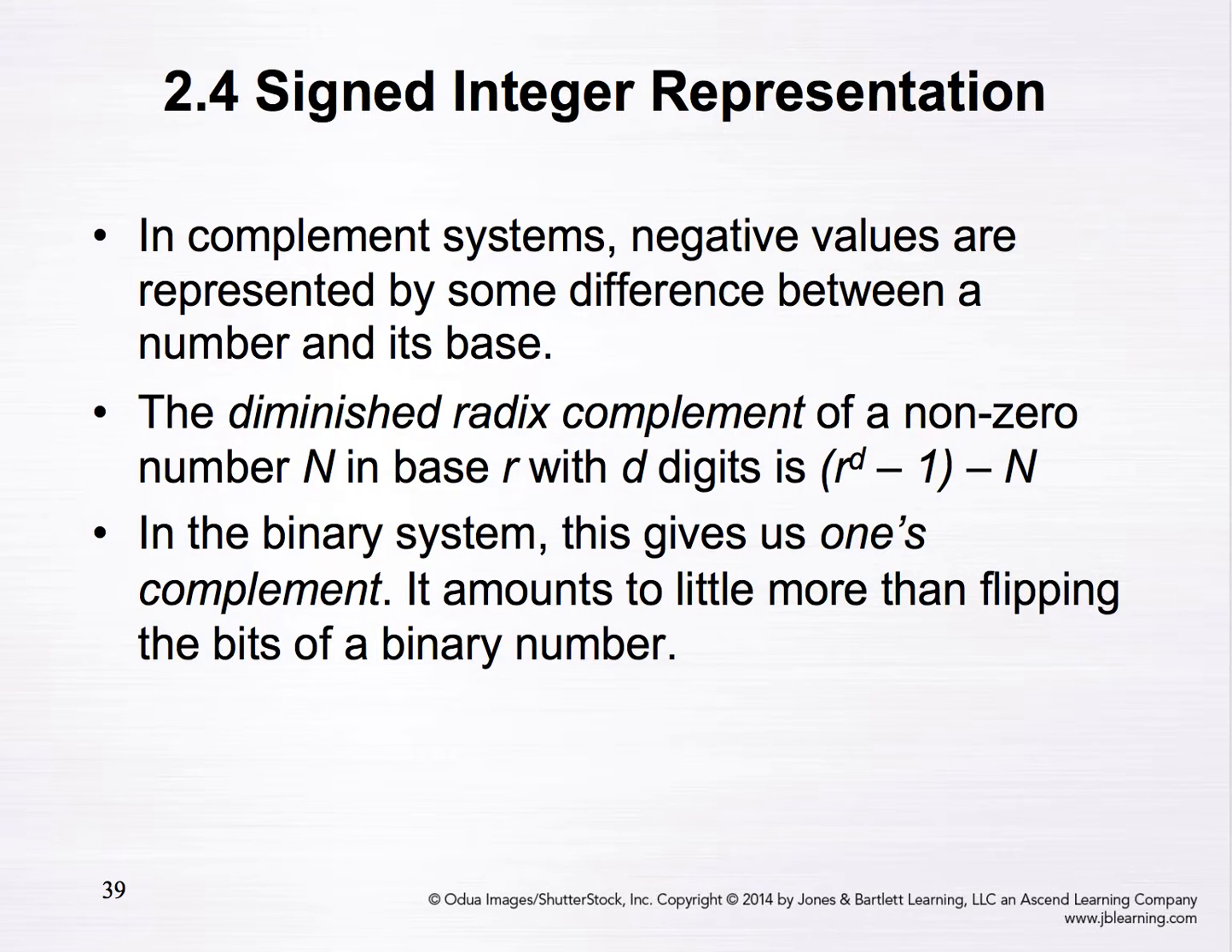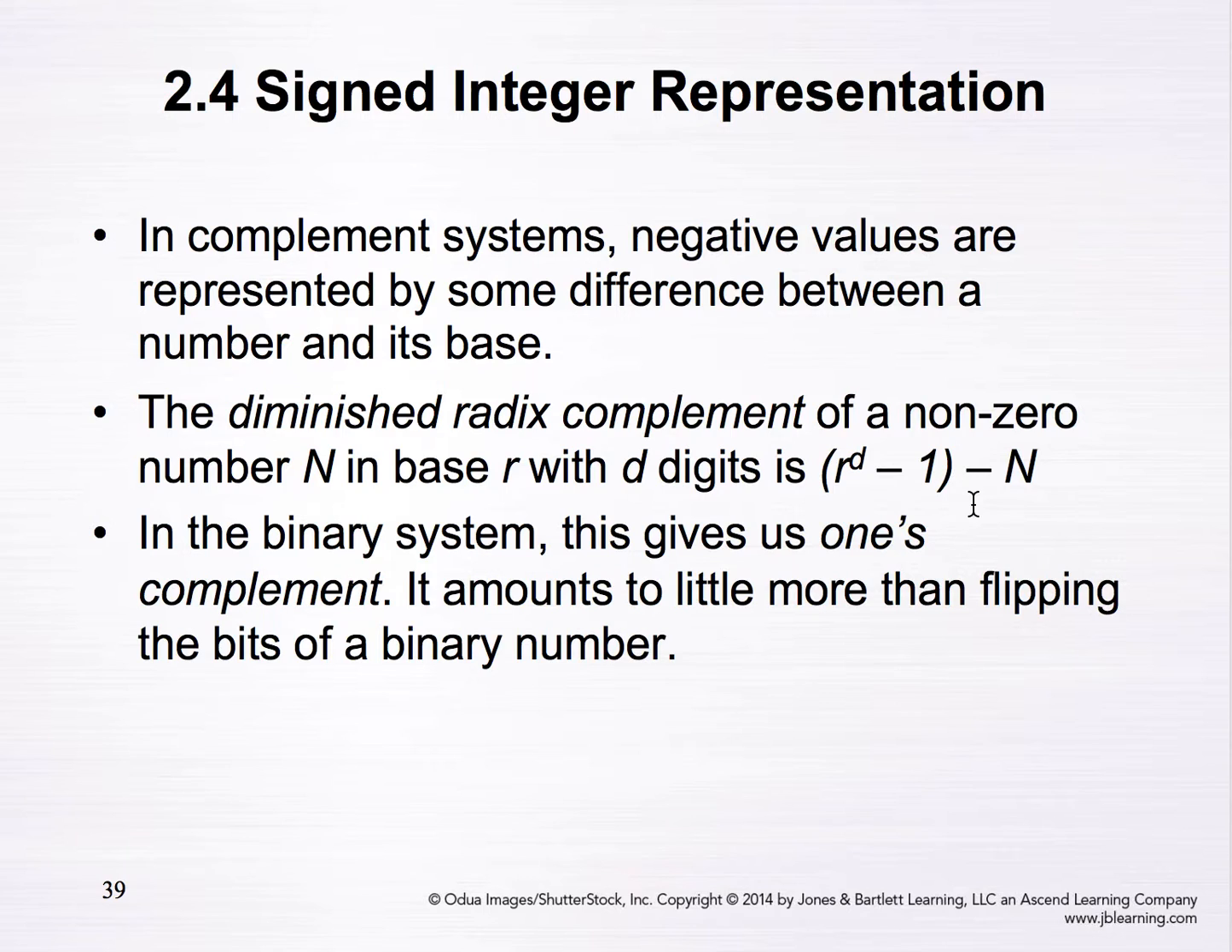So in this video, we will show how to represent a signed integer number using the one's complement representation. In the complement system, negative values are represented by some difference between a number and its base. The diminished radix complement of a non-zero number n in base r with d digits can be represented by r^d - 1 - n.